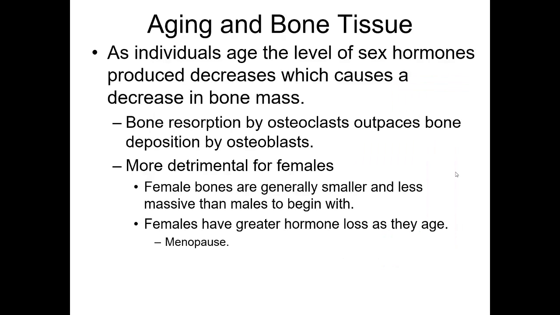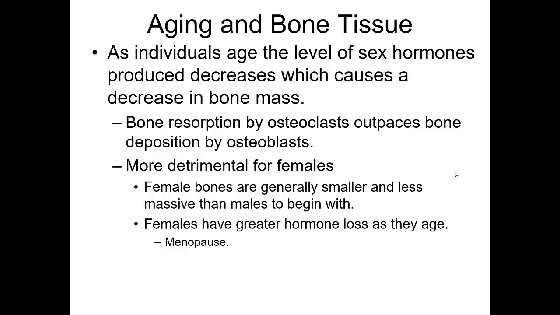As people age, the level of sex hormones that a person produces decreases, so there is a decrease in bone mass. The amount of osteoclast activity exceeds the amount of osteoblast activity, and this affects females more than males, because hormone loss occurs more in females after menopause. So after menopause, there is more bone loss in females.